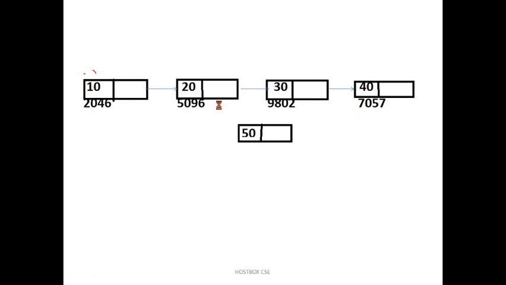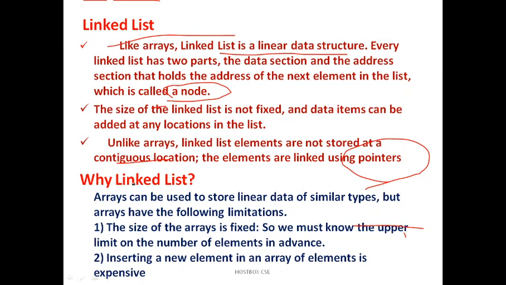another one is 40 followed by the memory location, like that. Now the question is why we need a linked list. Arrays can be used to store linear data of similar types, but arrays have the following limitations. The first limitation is the size of the array is fixed, so we must know the upper limit and the number of elements in advance. So the size of the array is very fixed. That means at runtime you cannot insert more elements.